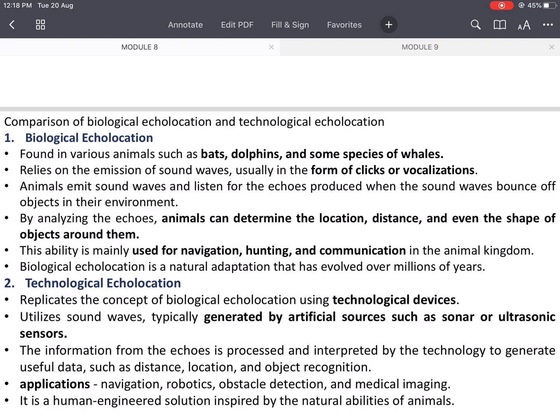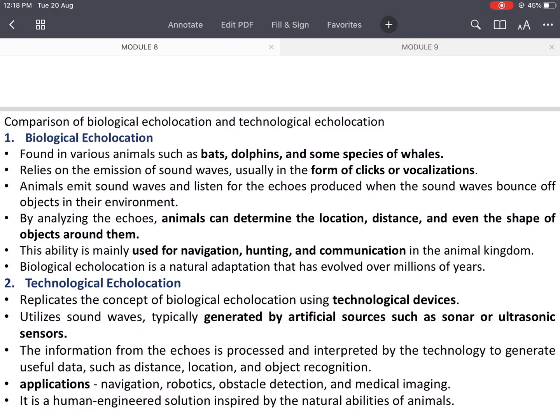By analyzing the echoes, the animal can determine the location, how far it is, and even the shape and size of the object that is present. They use it for navigating, hunting, and also for communicating among their species. This has been adopted in the biological world for millions of years. Inspired by this, we have developed many technological devices.